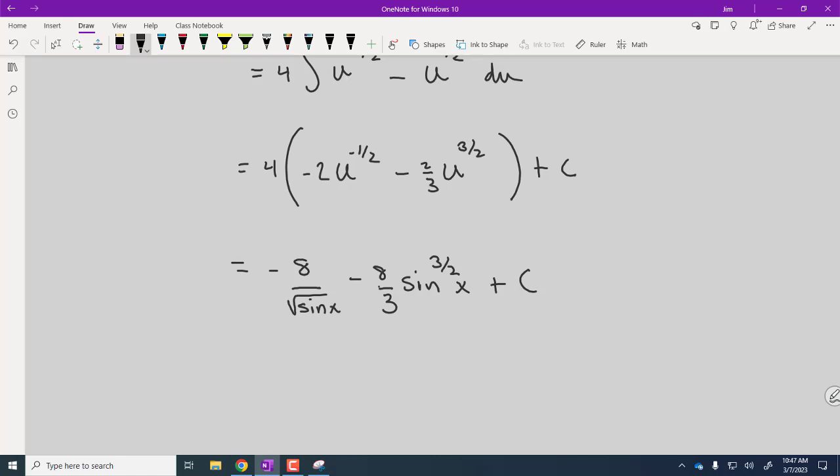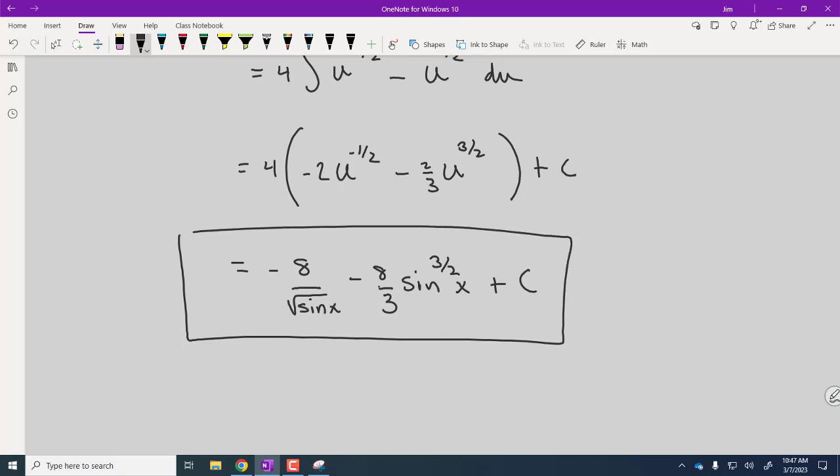And that's it. If you left it as minus 8 sine to the negative 1/2, totally fine. Would not take off if you didn't get rid of the negative exponents. Usually we get rid of them, but still correct. All good? Is that a yes? Yes.